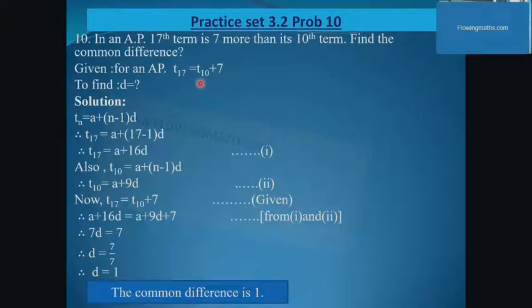Now T17 is T10 plus 7. Replacing the values, A plus 16D is equal to A plus 9D plus 7. So A gets cut. 16D minus 9D gives 7D. So 7D is 7, and D is equal to 1. The common difference is 1.